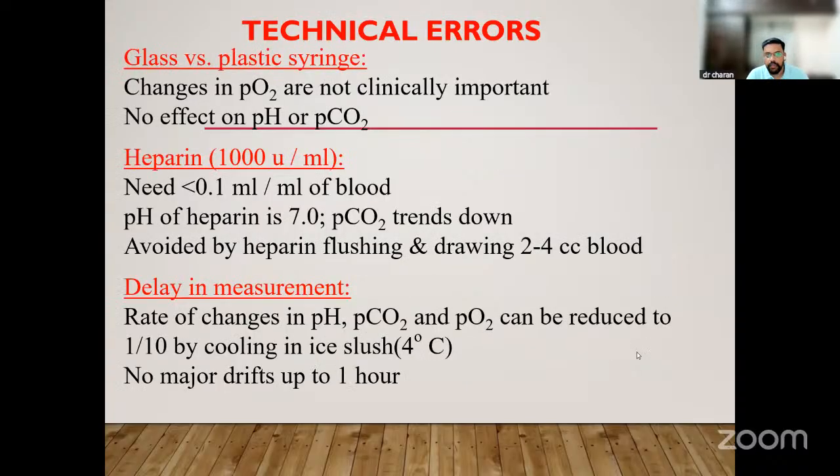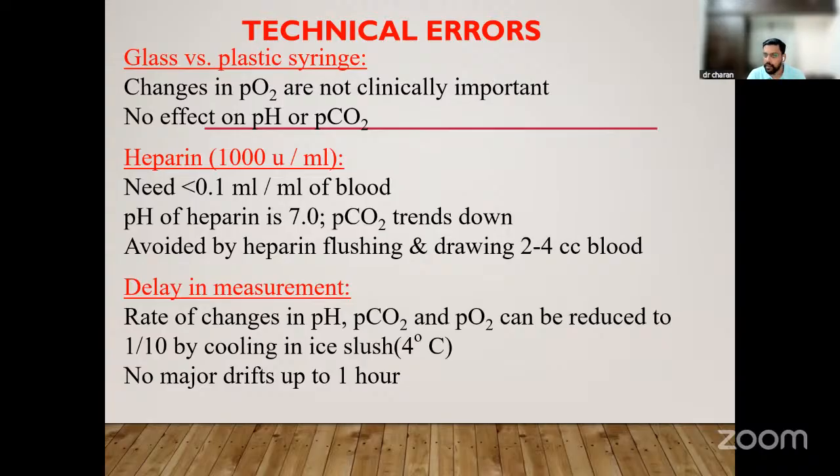So technical errors can be there. With glass syringes, there were problems found, but nowadays we are not using any glass syringes. More heparin can cause disturbance in your pH and PCO2. But nowadays we are getting an A-line syringe, a syringe specifically made for taking ABGs. We are using it in many of the ICUs, and it has a specific amount of heparin, and it will not cause any disturbance to the pH or PCO2.